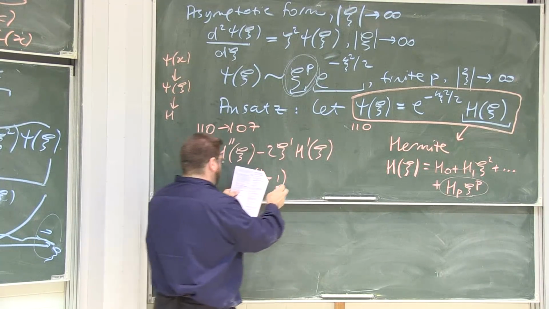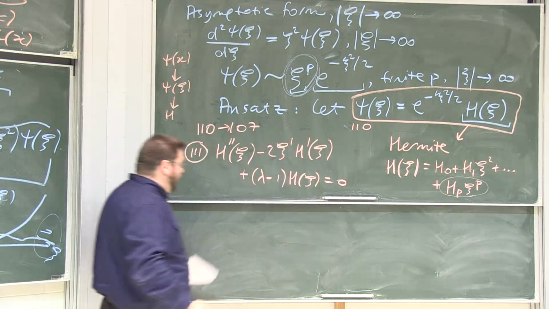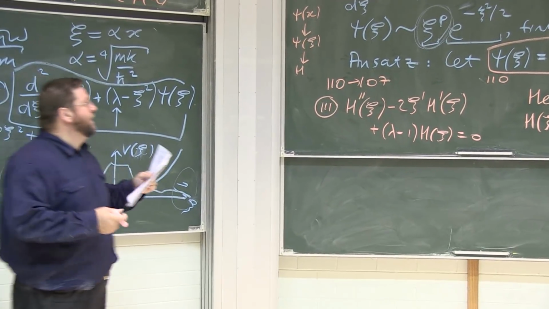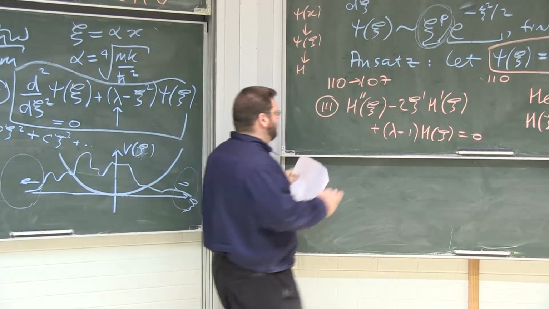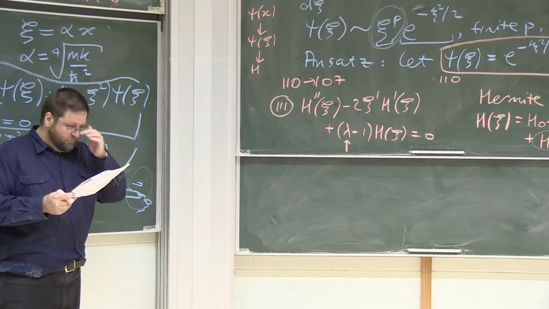Solve it using techniques such as this, and then call it a special function, give it someone's name. This is the Hermite differential equation, and the solutions are the Hermite polynomials. Again, our single parameter, the scalar energy, appears.